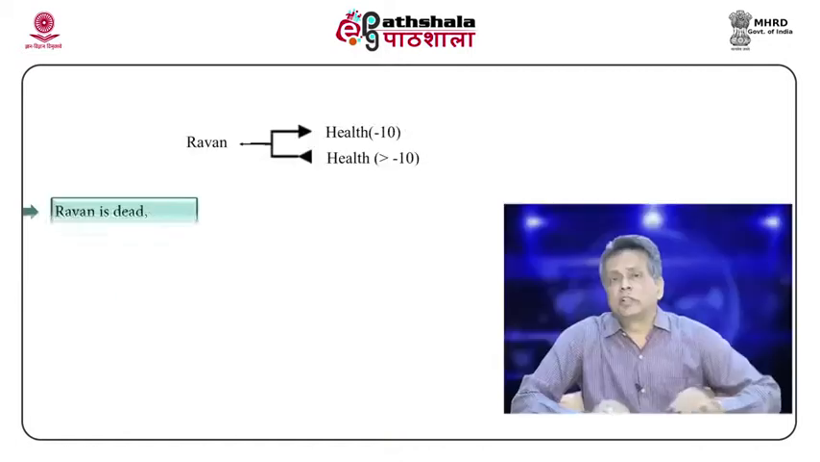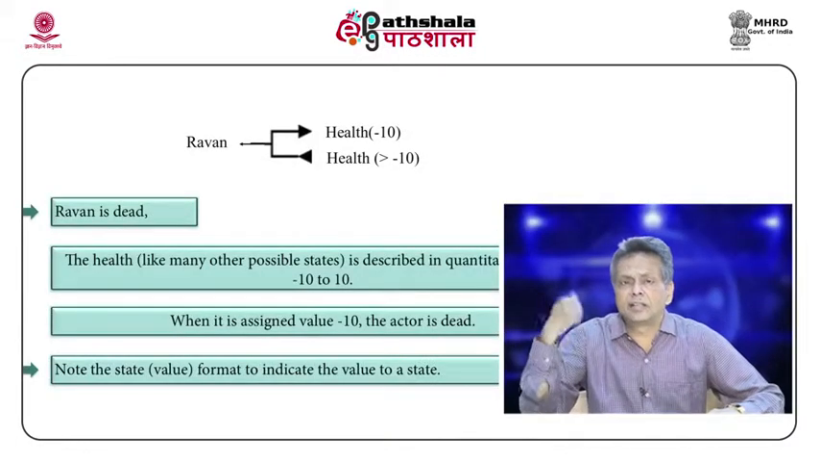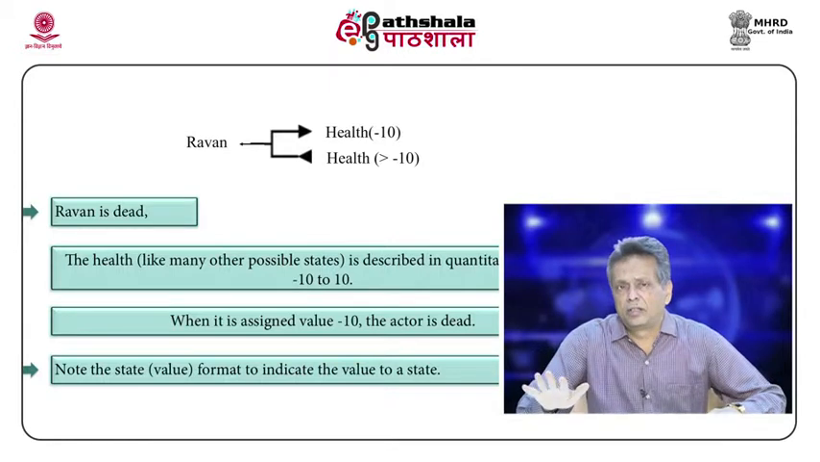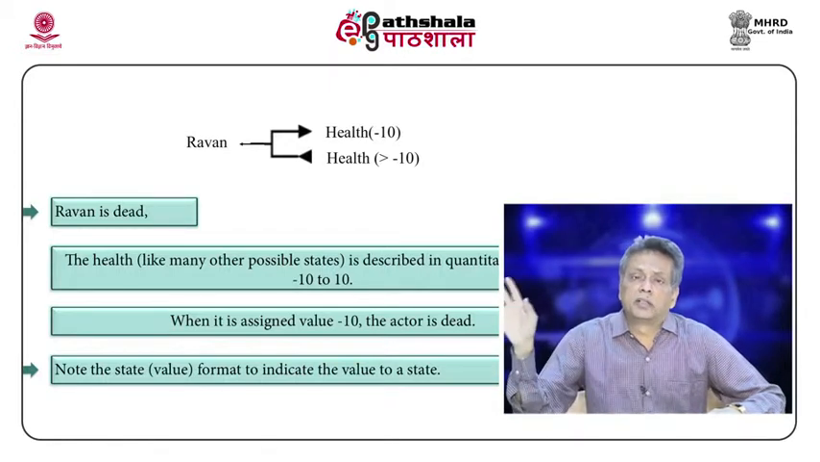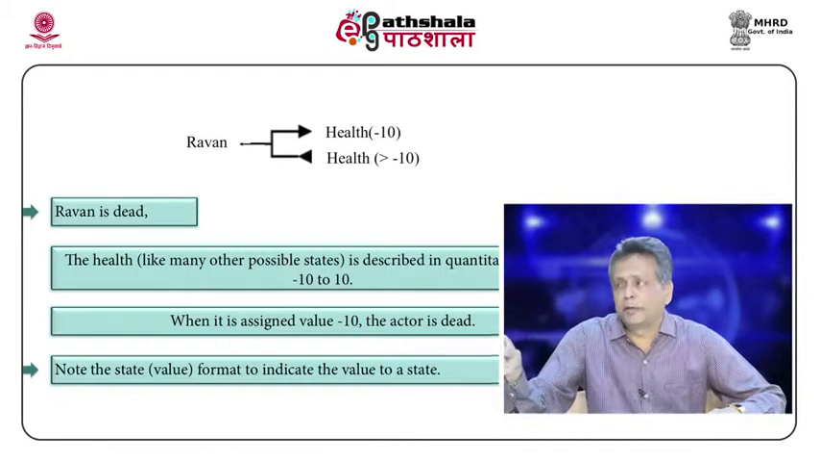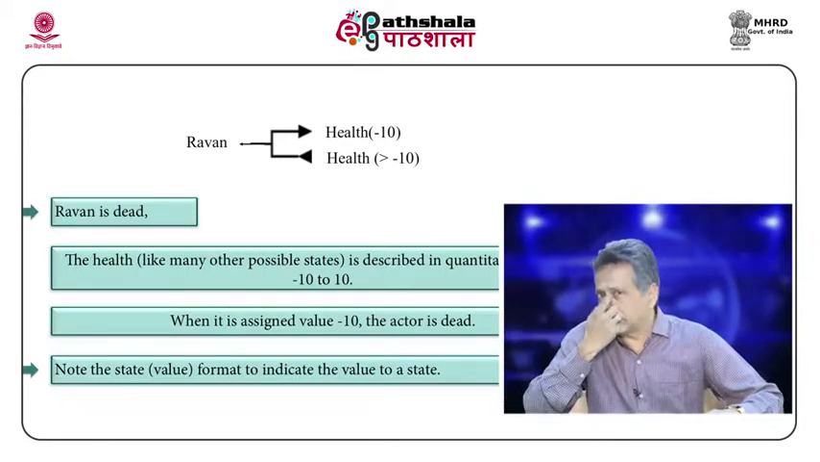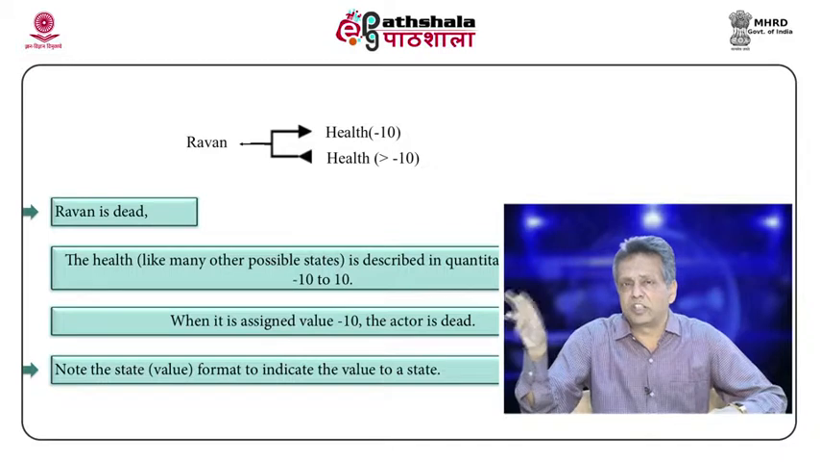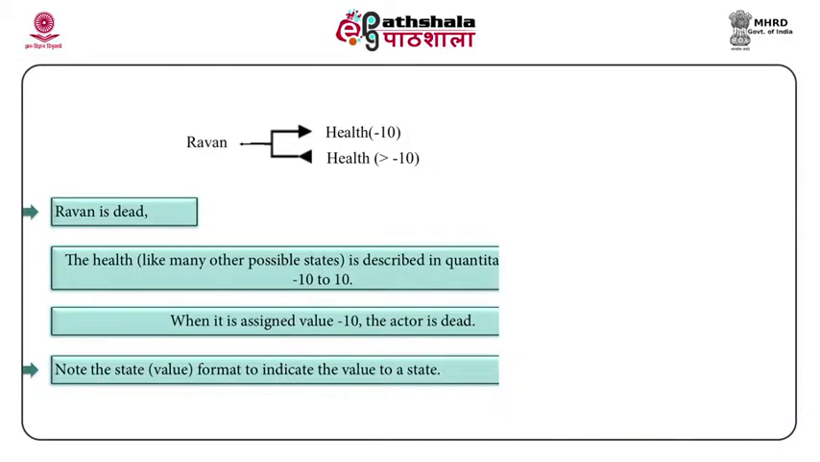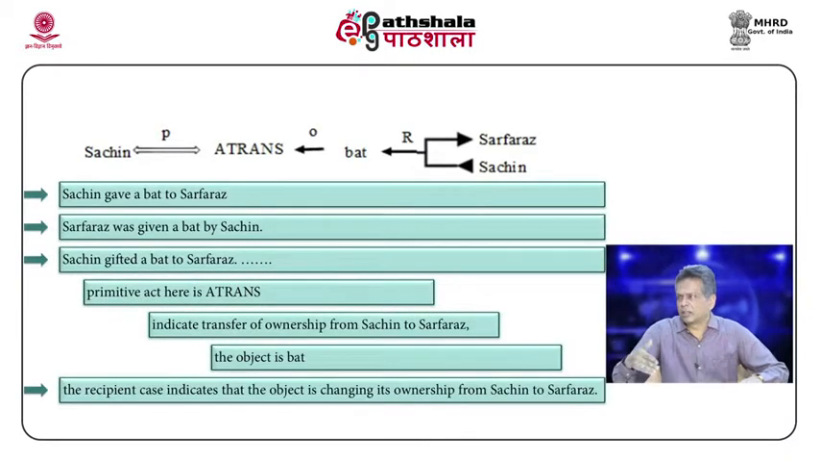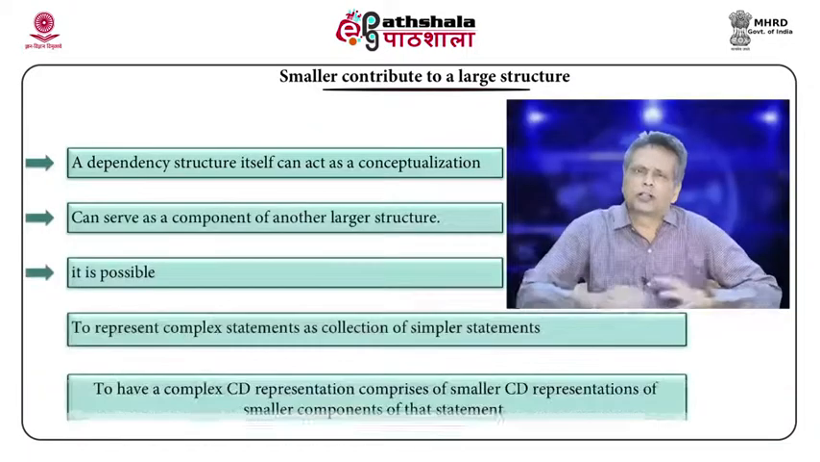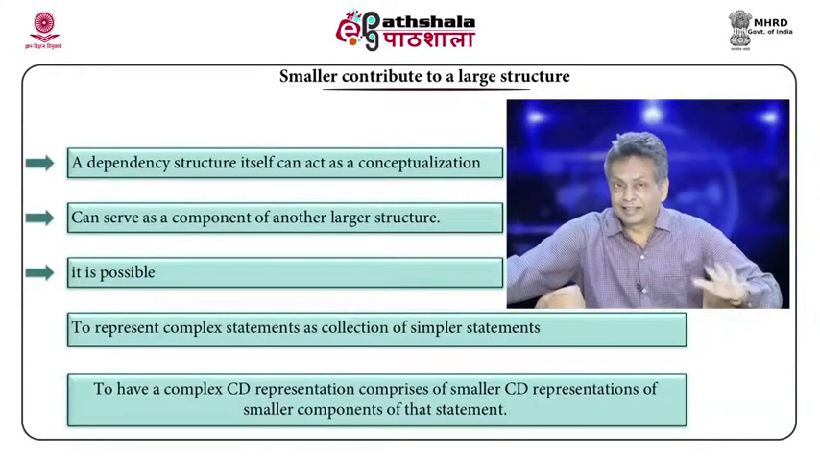The other example is "Raman is dead." Raman is dead means his health is reduced to minus 10. What was it earlier? Maybe greater than minus 10. So, that is the next statement you can see, which is a 3-prong structure which represents the state change. Raman's health is now minus 10. The next one is "Sachin gave his bat to Sarfaraz." I will not talk about this, I have already discussed this. And this is a small thing contributing to a large structure, that is the great thing about CD.